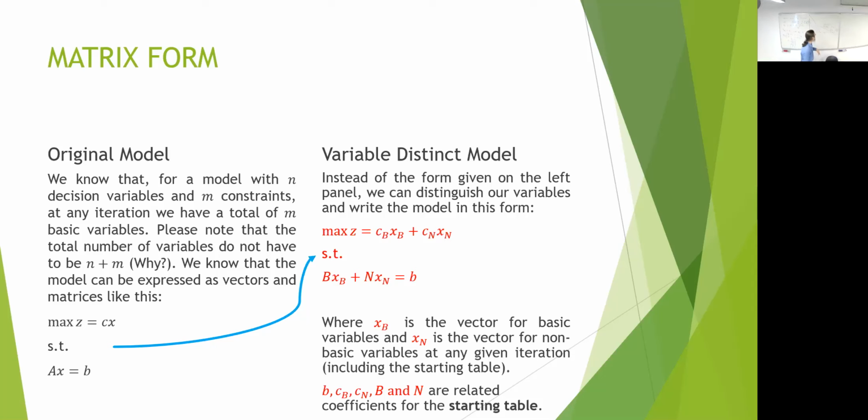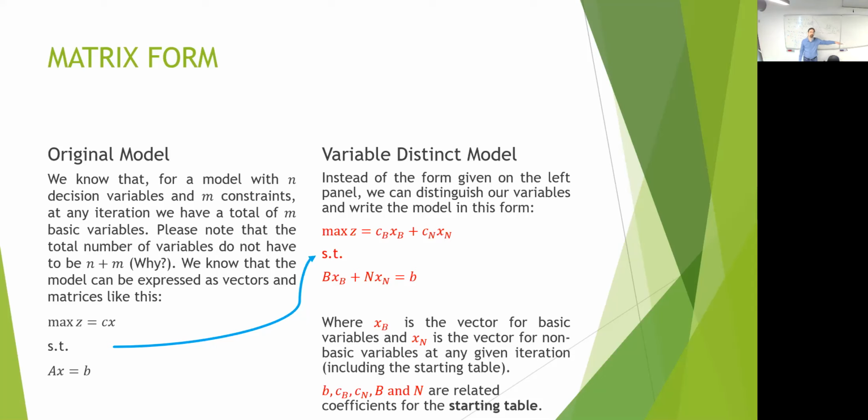Again, you get the same thing. This is the same as c times x. It's going to give you the same solution, but it's going to give you an ordered solution. The basic variables will be on one side, and after that, plus the non-basic variables. Now, this form is the same as cx, or Ax equals b.